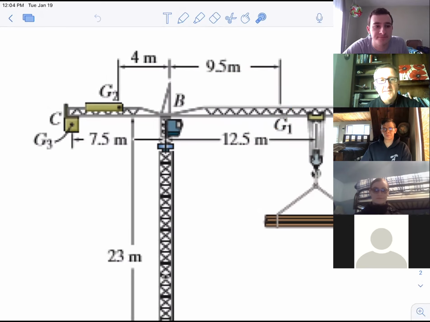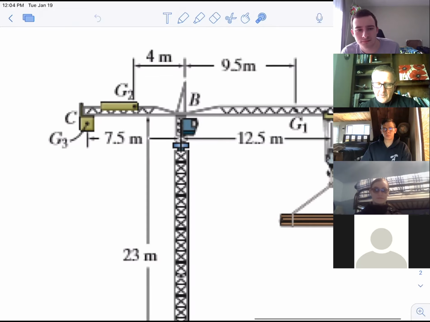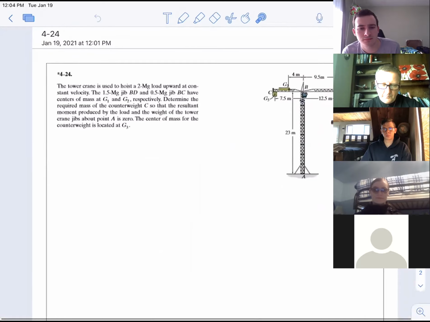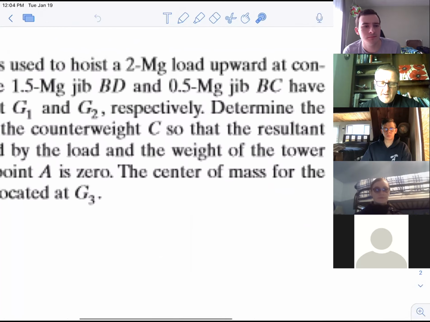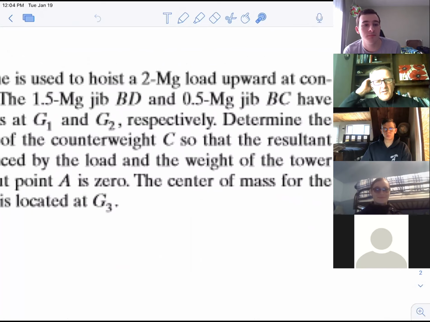It's got weight. Remember the beam I showed you a second ago? The self weight, the beam has weight. That crane is probably the center of that boom arm sticking out there. And so anyway, let's go tackle this. Tower crane is used to hoist. Ooh, here's something important. It's hoisting what size load?